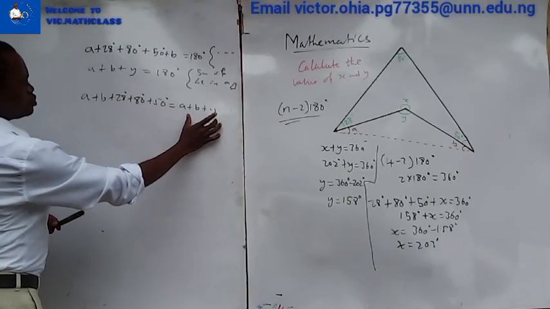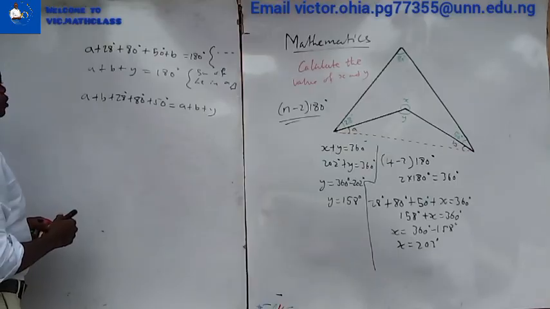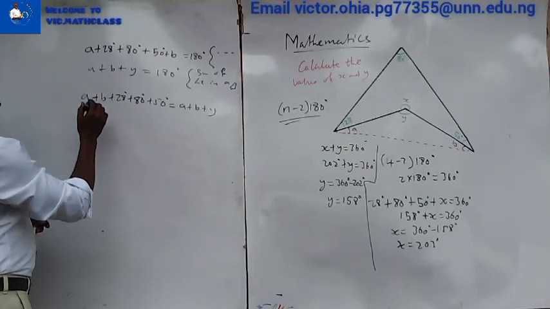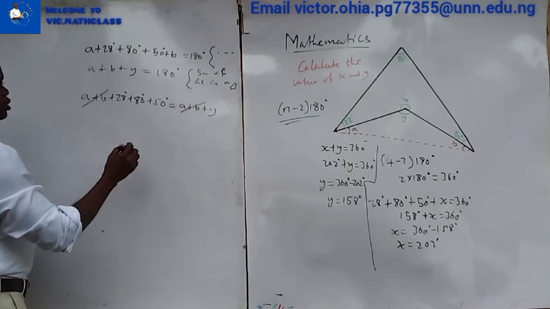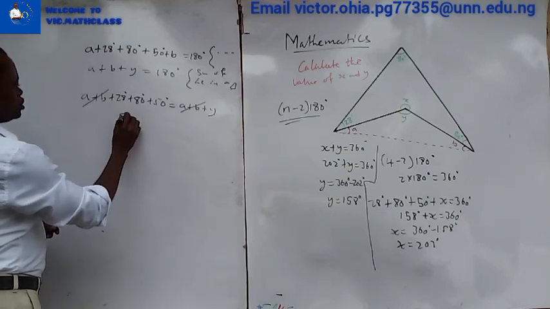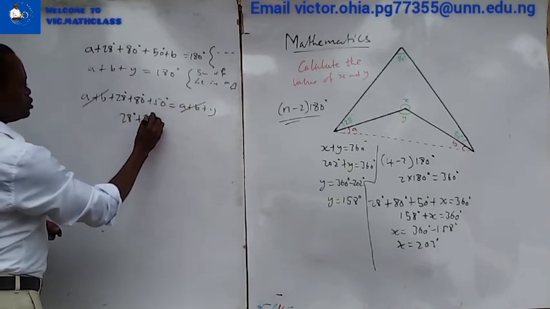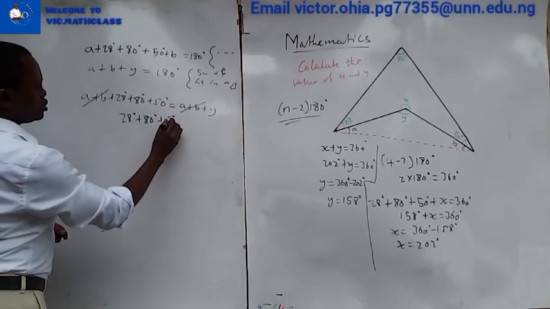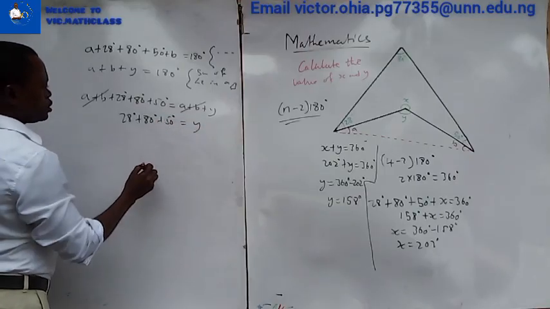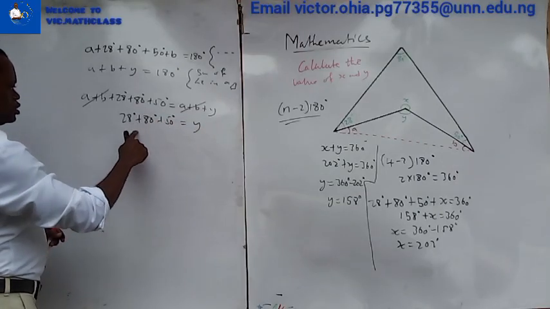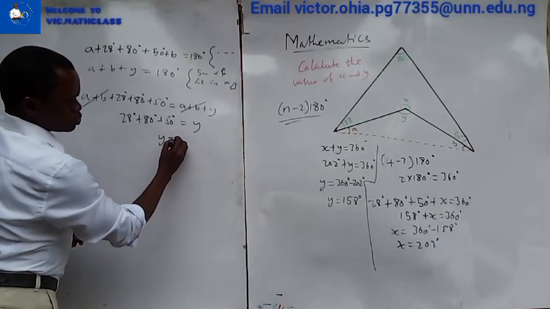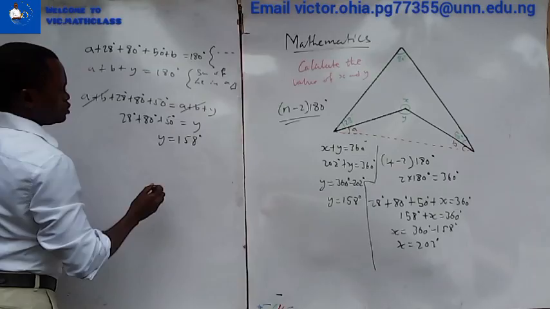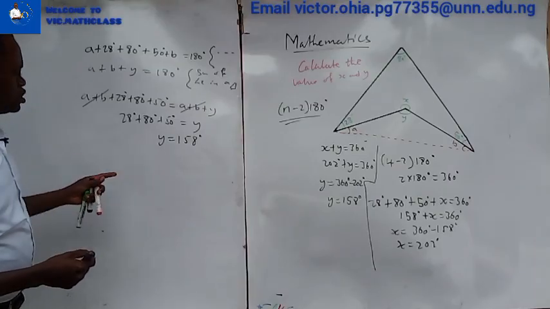So this is equal to this. Okay, so do you realize that I can take away this A plus B here and take away this A plus B here, and what I have left is 28 degrees plus 80 degrees plus 50 degrees, and that is equal to y. Obviously, you see that this will still return you back to y being equal to 158 degrees. It's an alternative method.